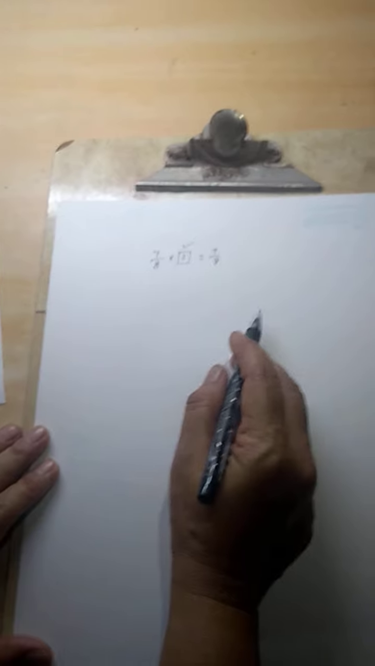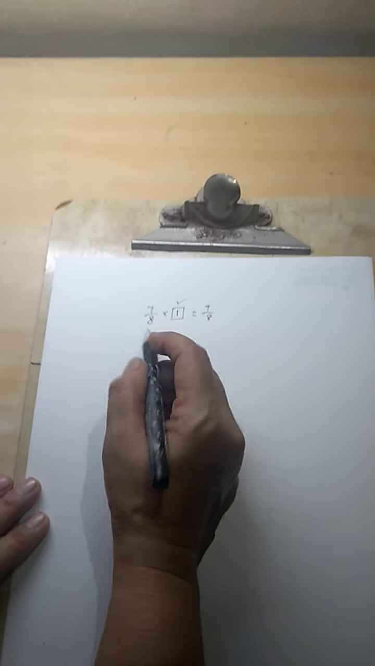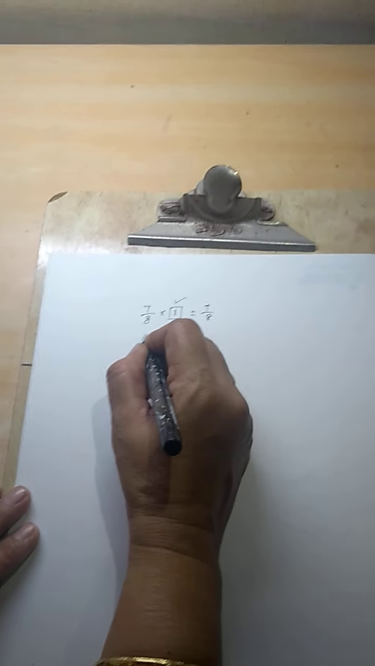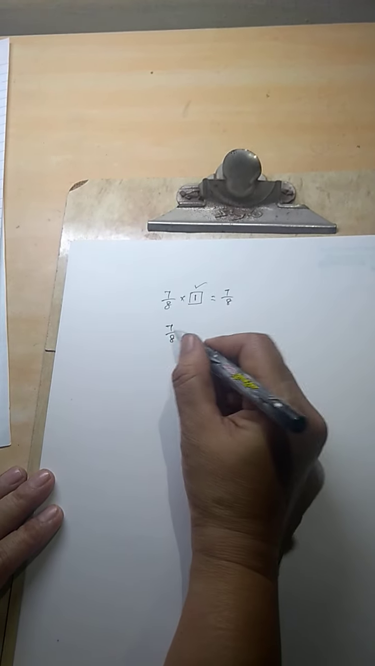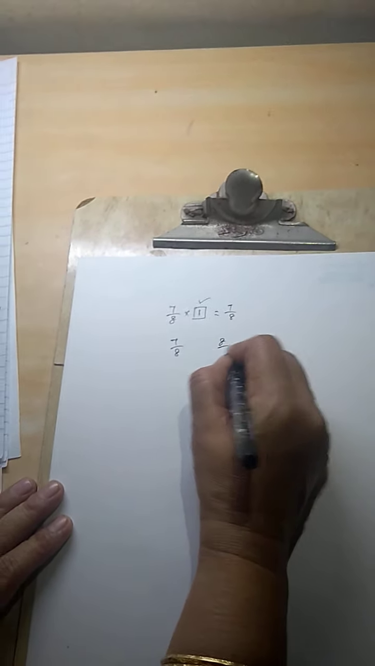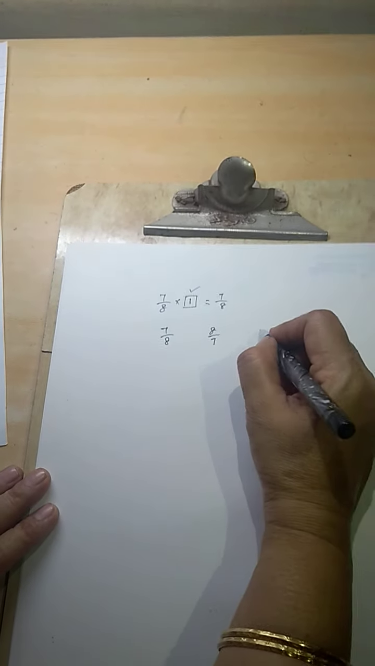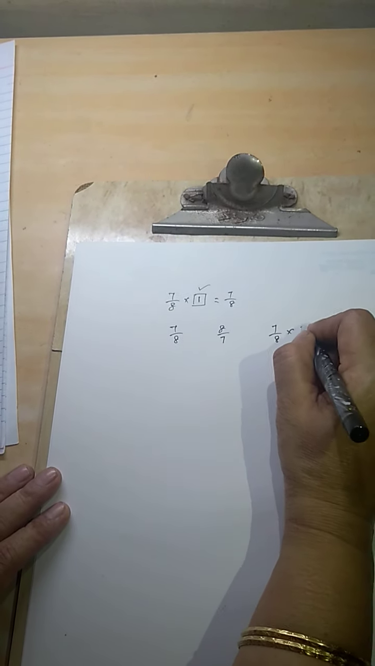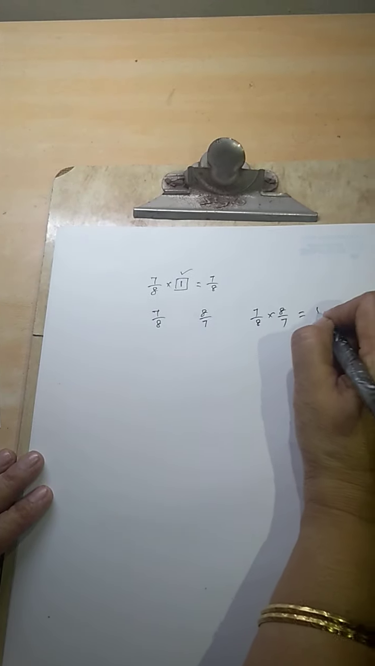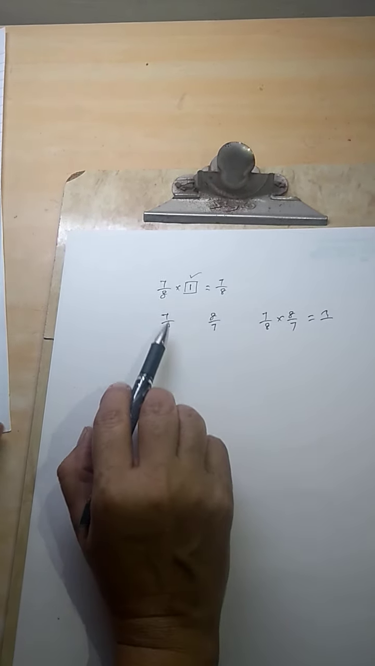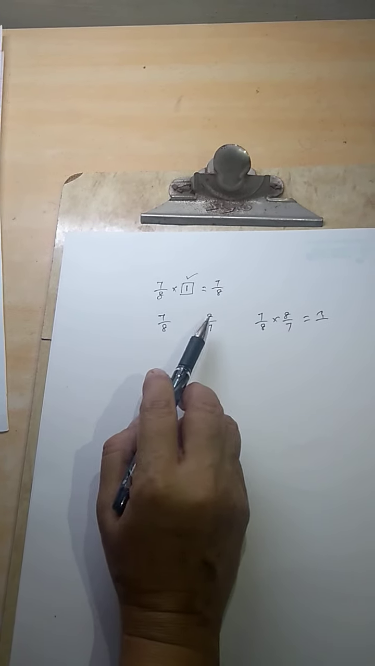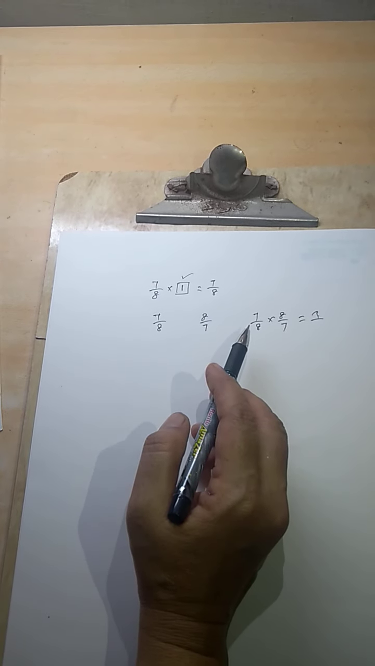Now we pass on to multiplicative inverse. For the multiplicative inverse of a rational number, we take the same 7 by 8. The multiplicative inverse of 7 by 8 is 8 by 7, right? So when I multiply 7 by 8 and 8 by 7, I'll get 1, the multiplicative identity. So we say that 7 by 8 is the multiplicative inverse of 8 by 7, right?